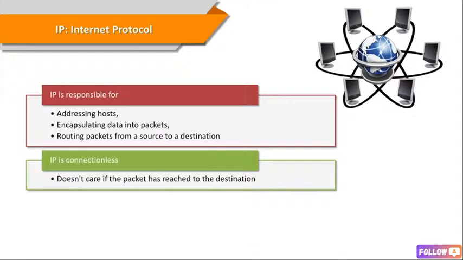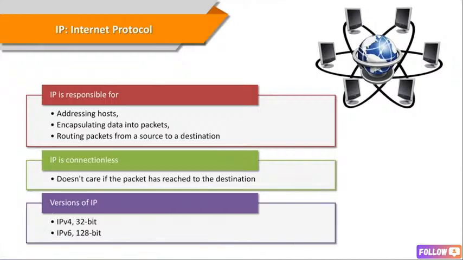So like other Layer 3 protocols, IP is connectionless, which means it doesn't care whether the packet has reached the destination or not. That's what Layer 4 is for. All right? So there are two versions of IP that currently coexist within a global internet. IP version 4, or IPv4, and IP version 6, or IPv6.